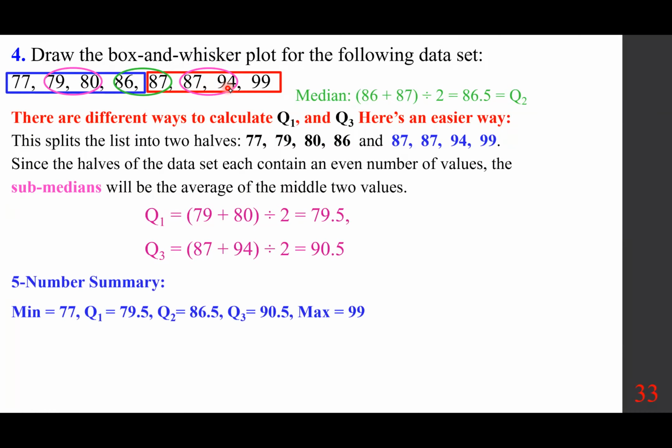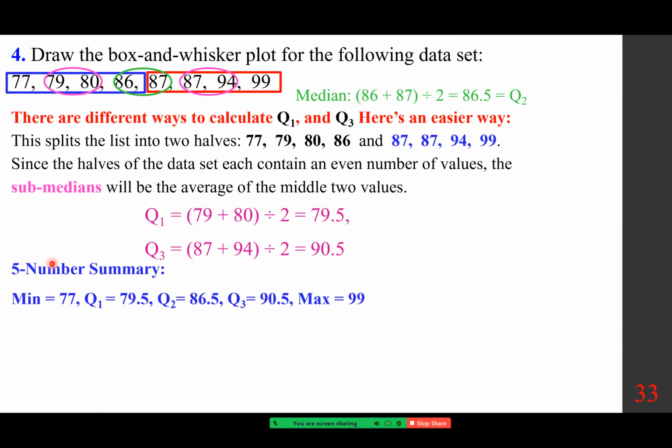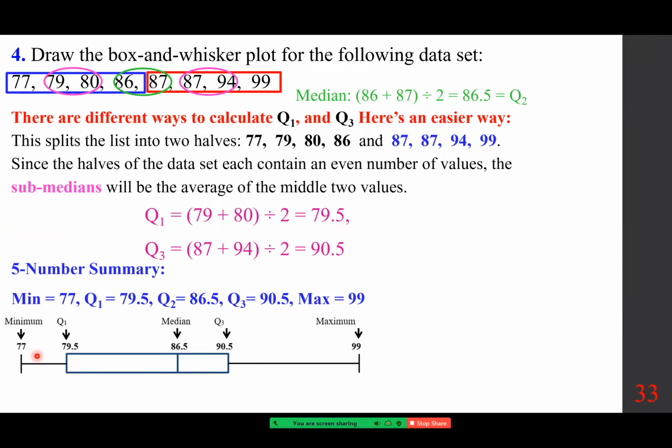So the 5-number summary, we're going to write the minimum is 77, the maximum is 99, and Q sub 2, we have it, and write these two. So we have minimum, Q sub 1, Q sub 2, Q sub 3, and the maximum. We want to write all of them. And now we put that into a box and whisker plot, looking like this. Again, it has to be to scale. So this is 77, 79.5, 86.5, 90.5, 99. So this is the minimum, Q sub 1, median or Q sub 2, Q sub 3, and maximum.